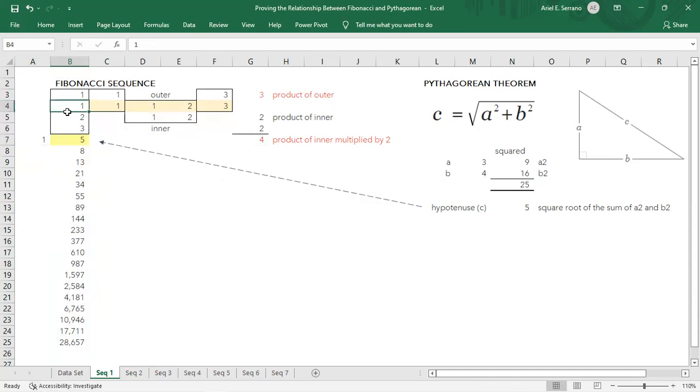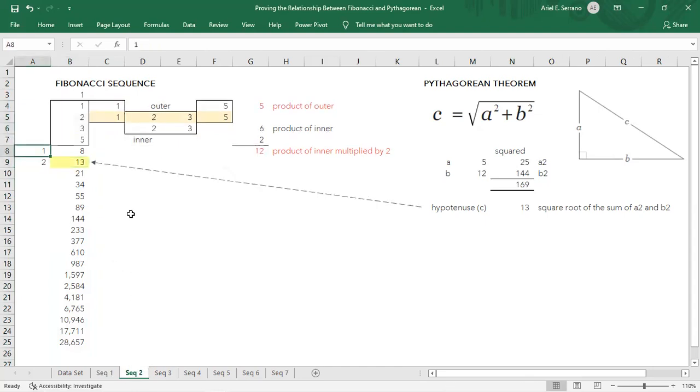Pag nag-move tayo one step further, okay? Gamitin natin yung 1, 2, 3, and 5. We expect that the answer will be this one, after two steps away. Okay? So if this is the data that we selected, so if this is sequence 2, nag-umpisa tayo dito before. So this is number 2 sequence. So plus 1 plus 2, this is your answer.